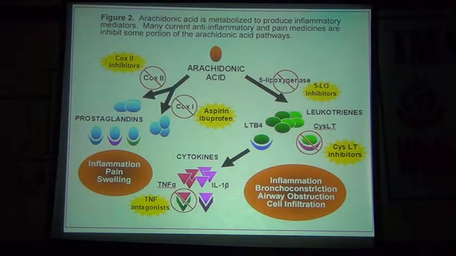Coming to the mechanism of the inflammatory pathway, arachidonic acid is produced by the damage of the cell membrane. On the arachidonic acid, LOX and COX act and produce prostaglandins and leukotrienes. Prostaglandins, as we know, are powerful pain stimulators, and they further produce pain and inflammation. The leukotrienes recruit inflammatory cells at the site, and produce bronchoconstriction, airway obstruction, and cell infiltration.